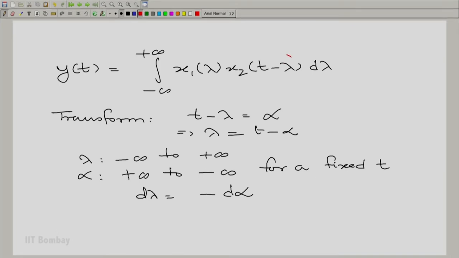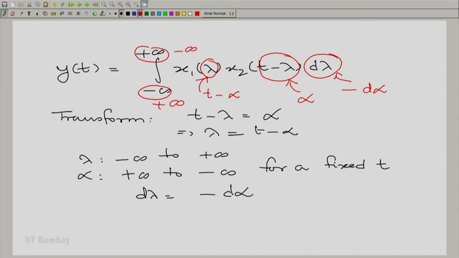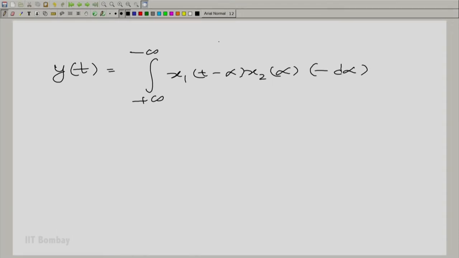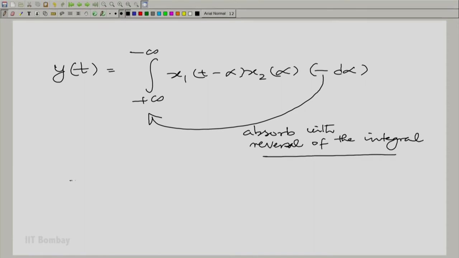So, all in all, we must now make the replacement of variable as follows. t minus alpha needs to be replaced by lambda, or t minus lambda by alpha, it is the same thing. And d lambda is minus d alpha. And here, this would go from plus infinity to minus infinity. So, what we see in red is the modified form of the integral. And now we need to put the integral back in the form which is familiar to us. So let us write down the integral first. y(t) is the integral from plus infinity to minus infinity of x1(t minus alpha) x2(alpha) times minus d alpha. But now you can take the minus sign and absorb it with the reversal of the integral limits, which makes it minus to plus infinity of x2(alpha) x1(t minus alpha) d alpha.